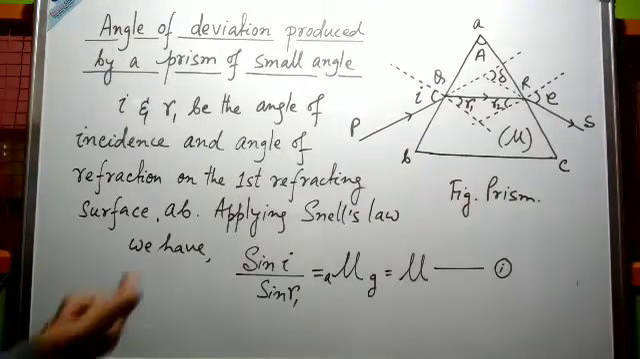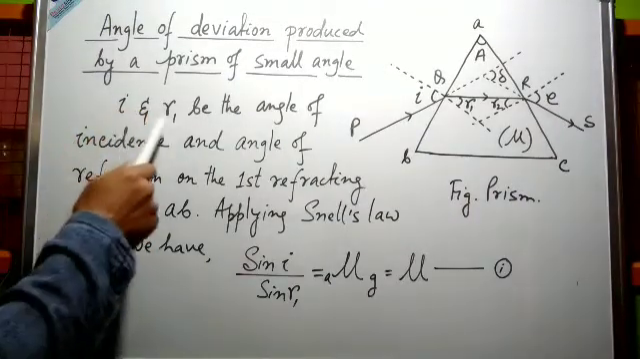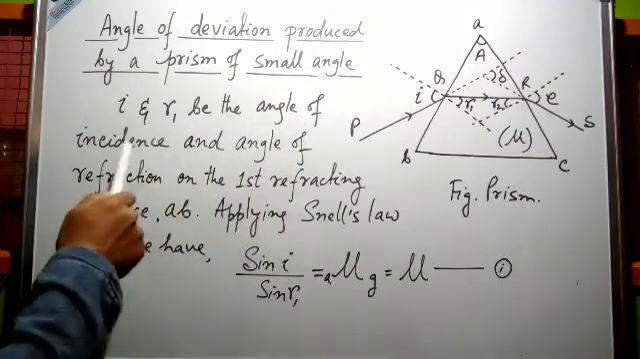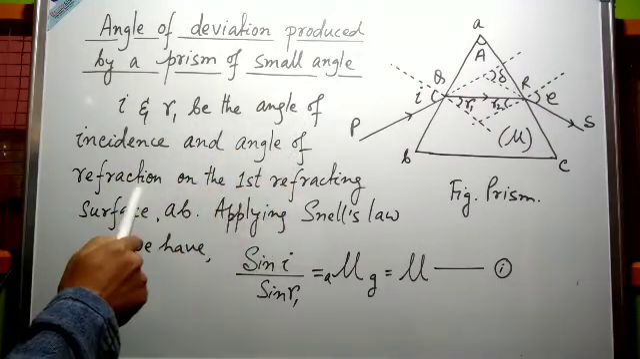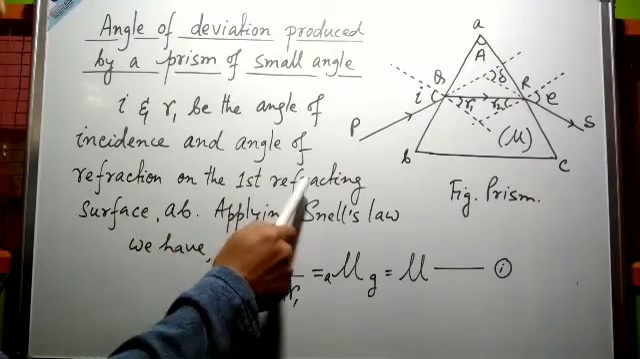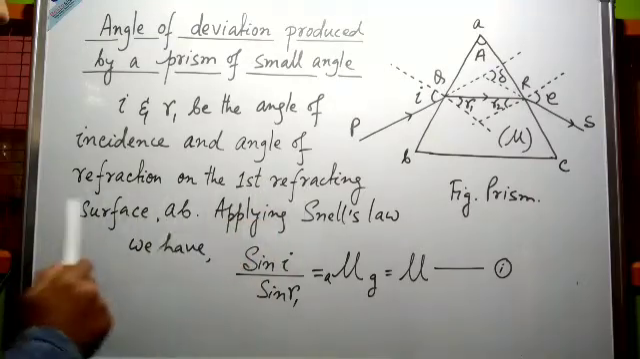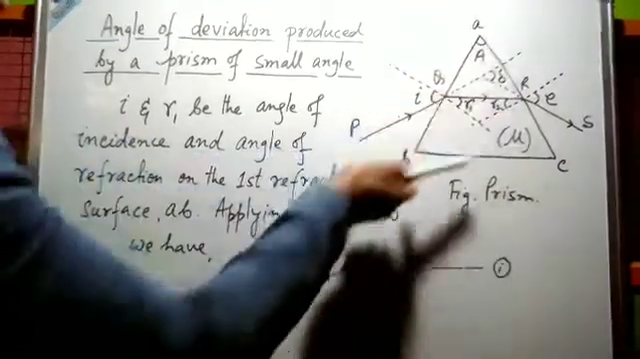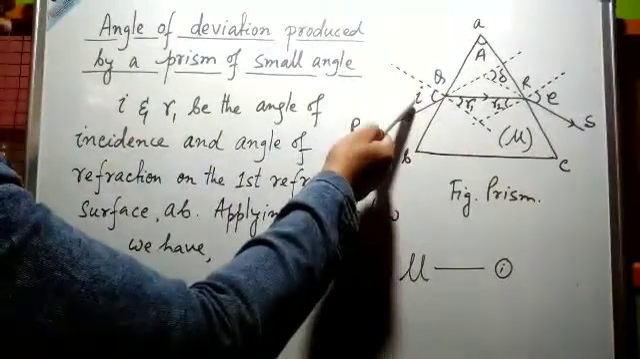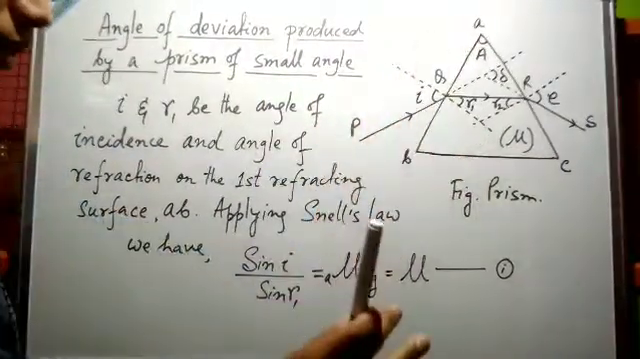So next we have to write like this: I and R1 be the angle of incidence and angle of refraction on the first refracting surface AB. On the first refracting surface, the angle of incidence is I and the angle of refraction is R1.